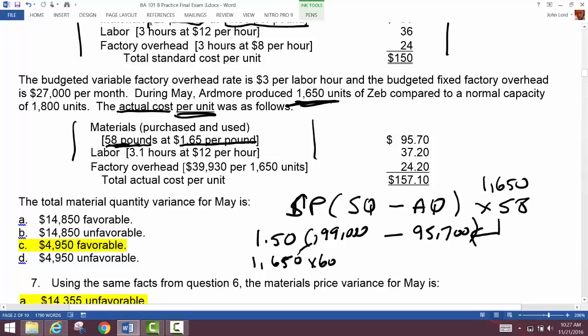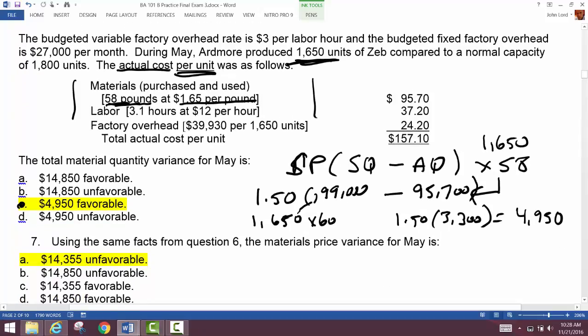Am I doing my math right? So $1.50, and then we have 99,000 minus 95,700, which is 3,300. So $1.50 times 3,300, does that give me this 4,950 favorable? Okay.